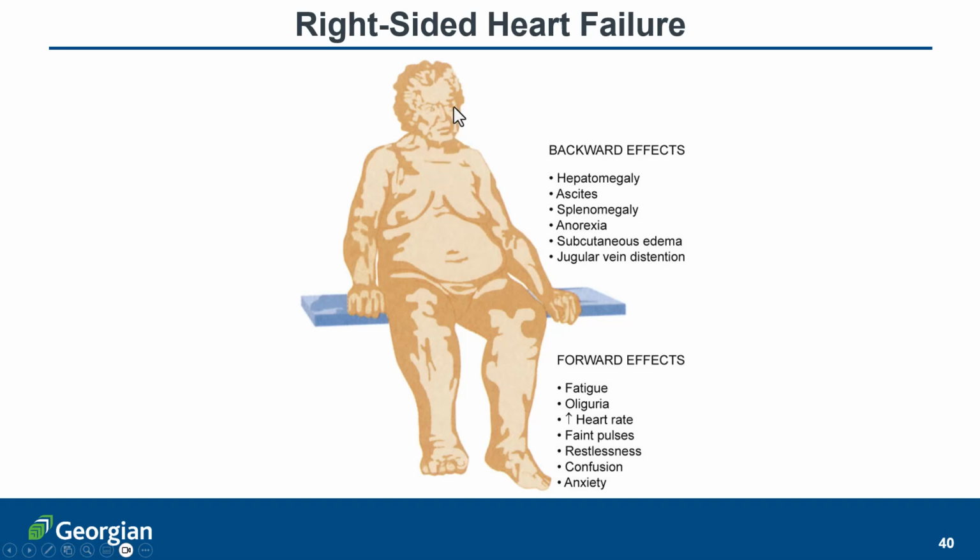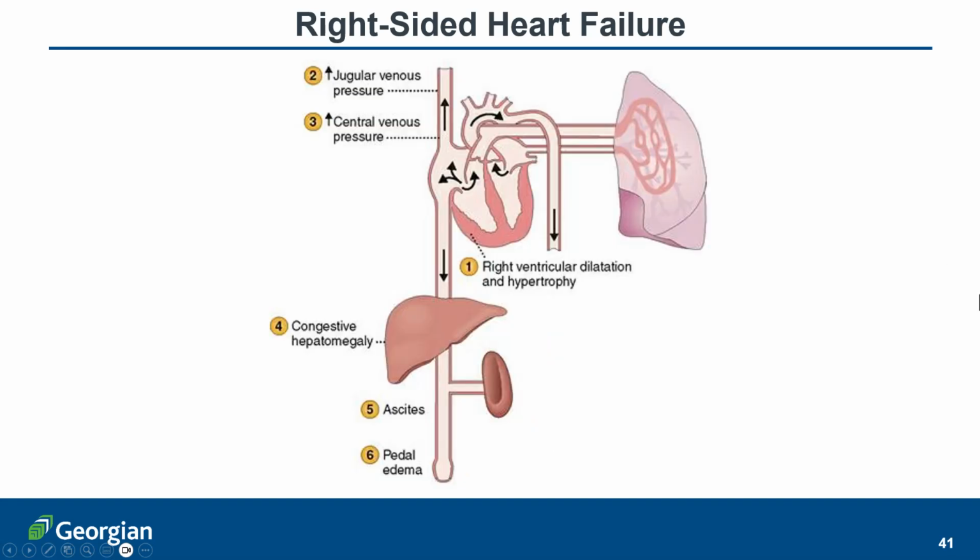So blood coming back from the head as well as all the regions above the heart is going to get backed up because of the right-sided heart failure, and the jugular veins are going to get distended. So here are all the backward effects of right-sided heart failure. Here it is systematically in diagrammatic form.